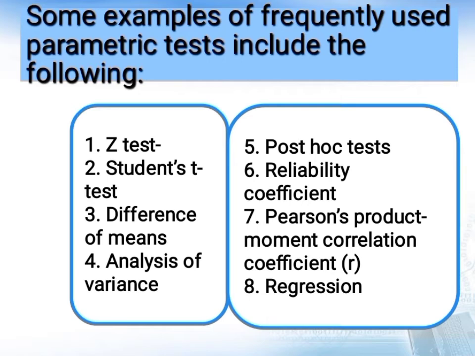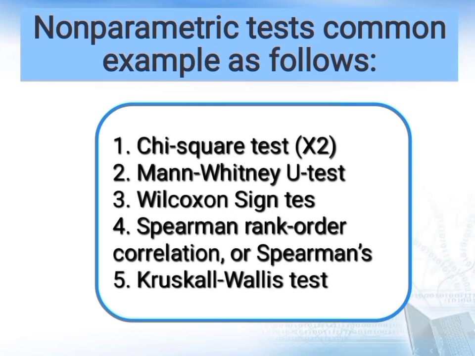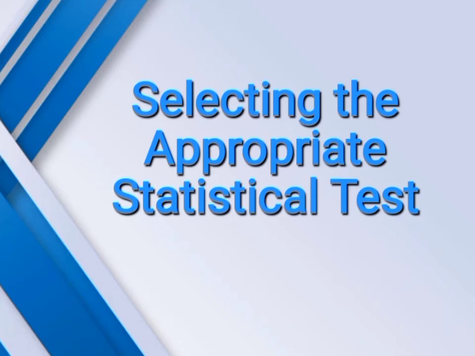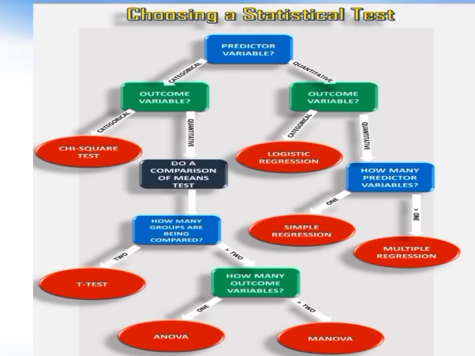Some examples of frequently used parametric tests include the following. 1. Z-test, 2. Student's t-test, 3. Difference of means, 4. Analysis of variance, 5. Post hoc test, 6. Reliability coefficient, 7. Pearson's product moment correlation coefficient r, 8. Regression. Non-parametric tests. Common examples are as follows. 1. Chi-square test, 2. Mann-Whitney U test, 3. Wilcoxon signed-rank test, 4. Spearman rank order correlation, or Spearman's rho, 5. Kruskal-Wallis test. Selecting the appropriate statistical test.